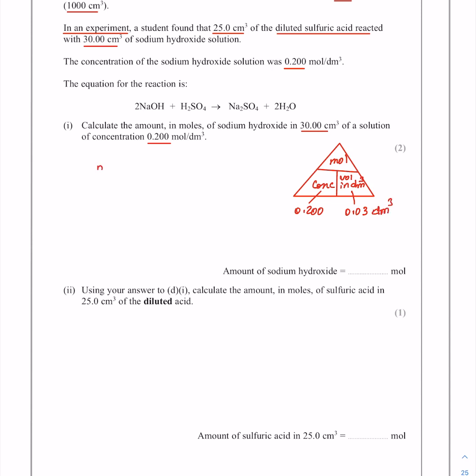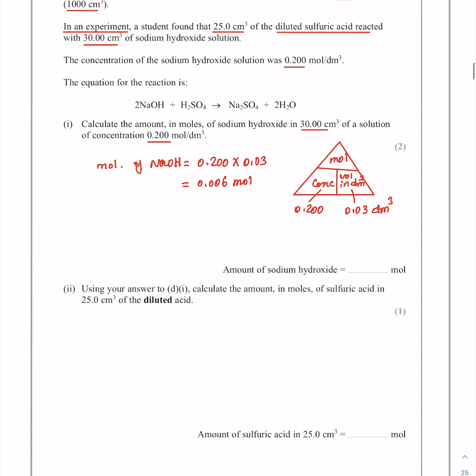يبقى هنا عاوزين نجيب المولز of sodium hydroxide، يبقى نعمل multiplying 0.200 by 0.03 ده يدينا 0.006 moles. دي الفيرست question اللي هو I 0.006 moles.